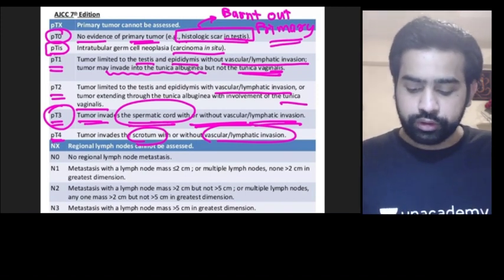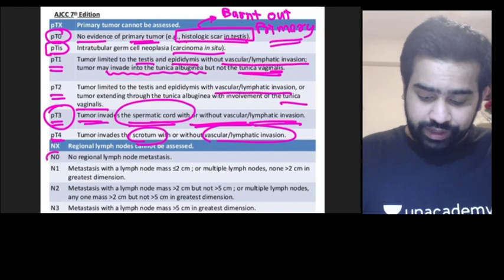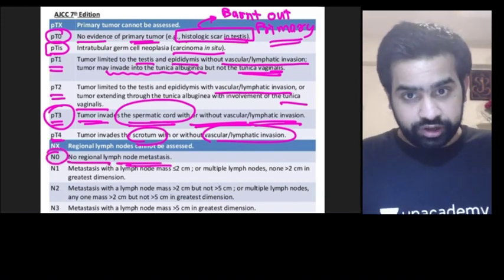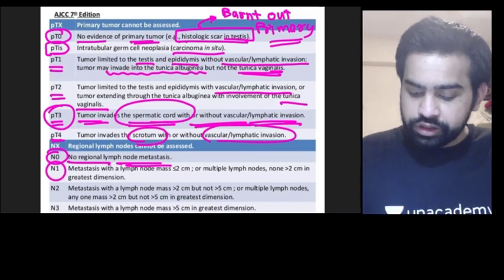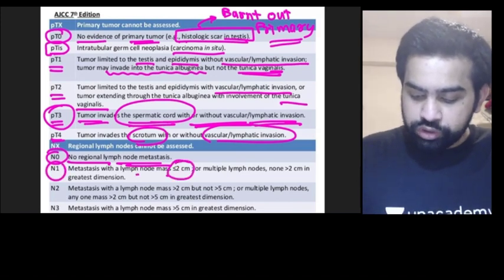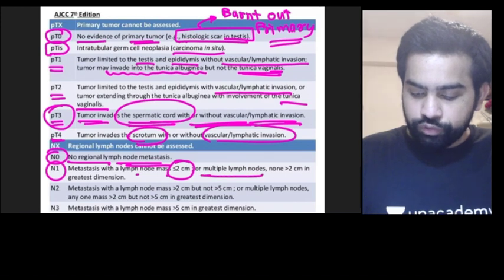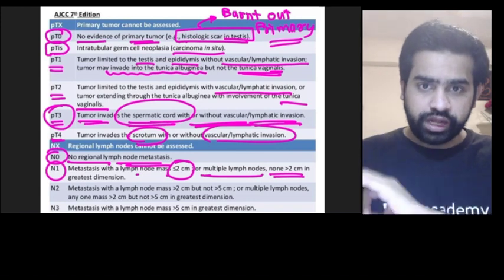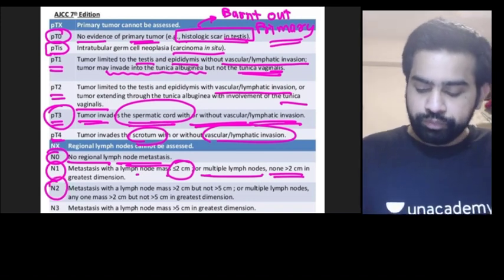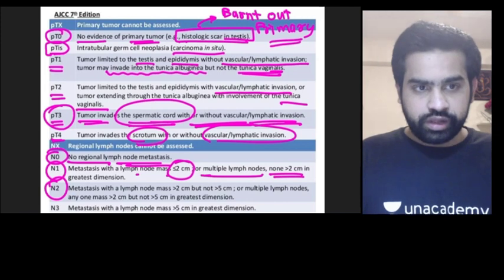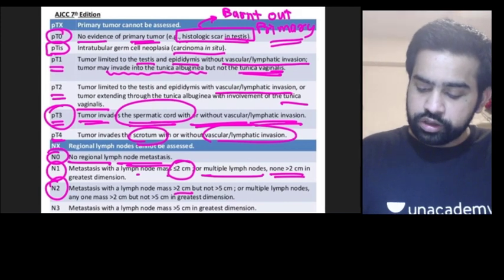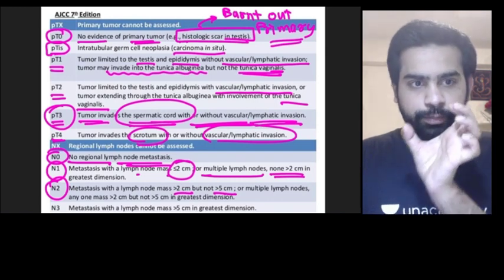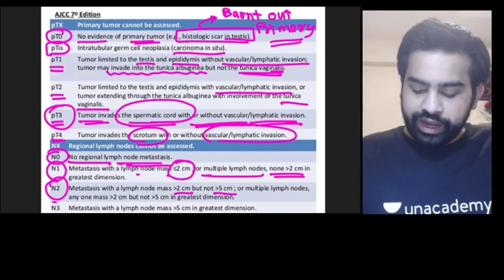Now let us come back to the N staging. So what about N? N0 is there is no regional lymph node metastasis. Okay, N0 is no regional lymph node metastasis. N1 is metastasis of the lymph nodes but less than 2 centimeters mass, or multiple lymph nodes, none more than 2 centimeters. Okay, so here basically there is a lymph node enlargement with the size less than 2 centimeters. What about N2? Here again there is a metastasis with the size which is more than 2 centimeters but less than 5 centimeters. Okay, so between 2 to 5 centimeters if there is a lymph node enlargement, that is N2. Okay, and what about the N3?